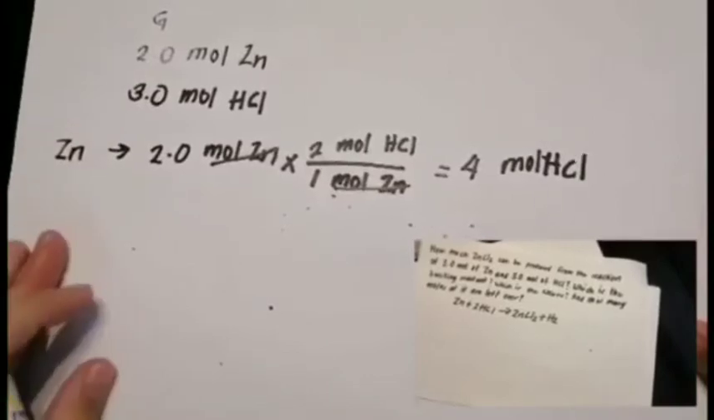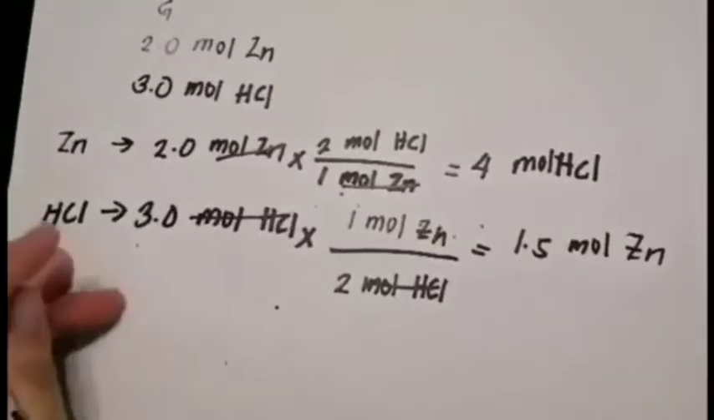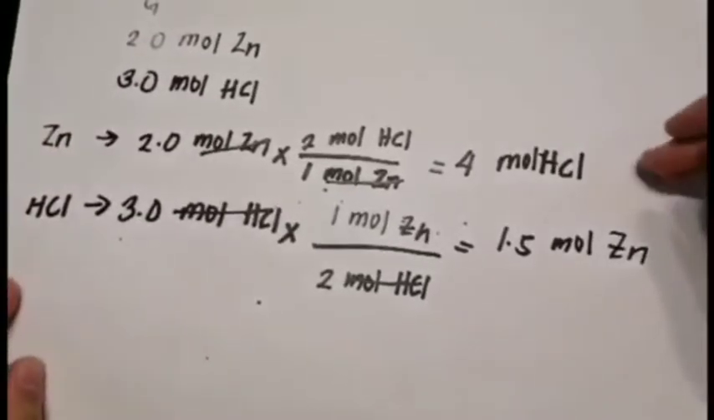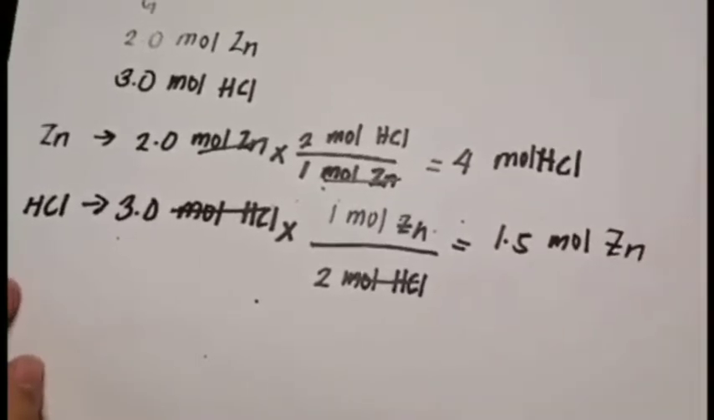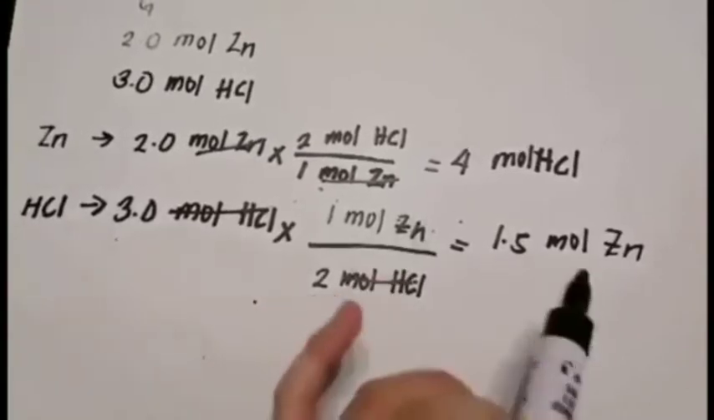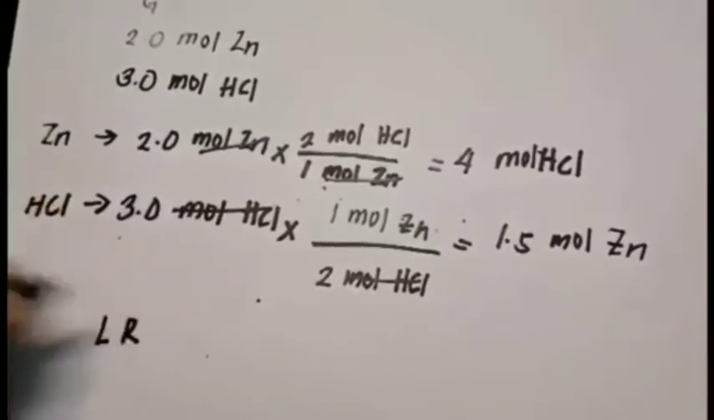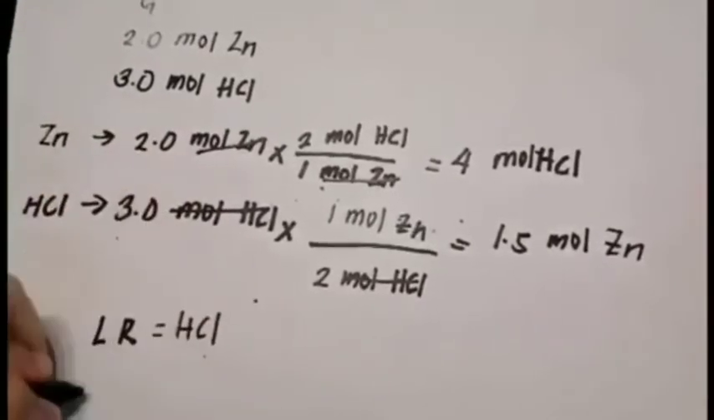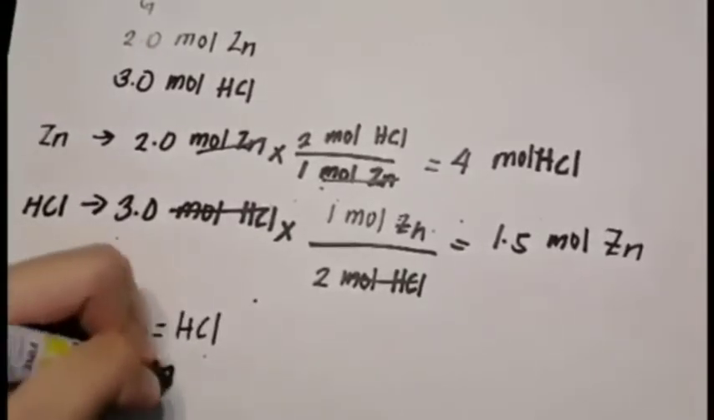So you do the same to the HCl. Now that we've done it to both, as you can see, we did it to HCl the same way we did to the zinc. Now we're going to compare the two. So we have 4 mole HCl and 1.5 mole of zinc. Which do you think has a smaller number? Obviously, it's the 1.5 mole of zinc. So the smaller number is the limiting reactant. So our limiting reactant is hydrochloric acid, while our excess, as you can already determine, is the zinc.